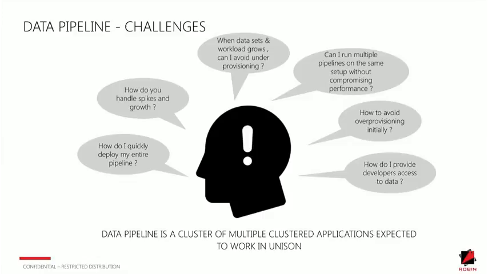When my data set grows, the workload grows, I want to avoid under provisioning. So I should be able to scale my data pipeline as soon as the workload grows. I should be able to set up multiple pipelines because you have multiple use cases, not just one, without compromising performance on the same shared hardware.